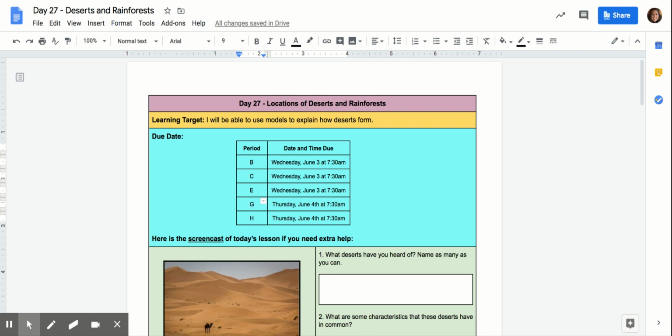You guys, today we're going to be looking at a phenomenon of deserts and rainforests and why they seem to occur in patterns around our world. And so we're going to apply some of what we've been learning about climate and weather and try to answer the question of how deserts and rainforests form.